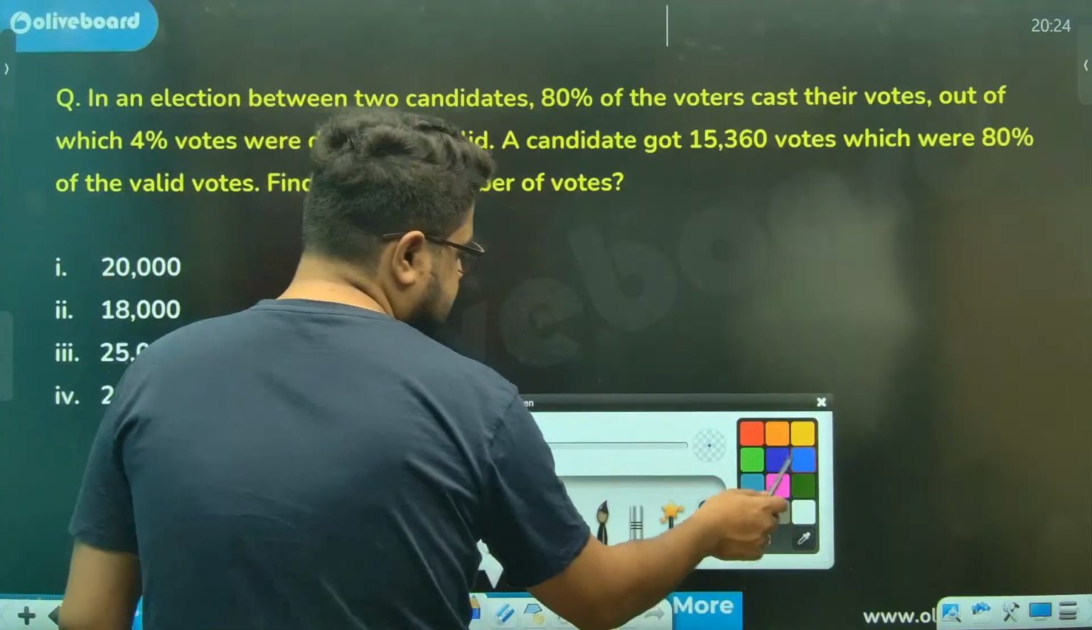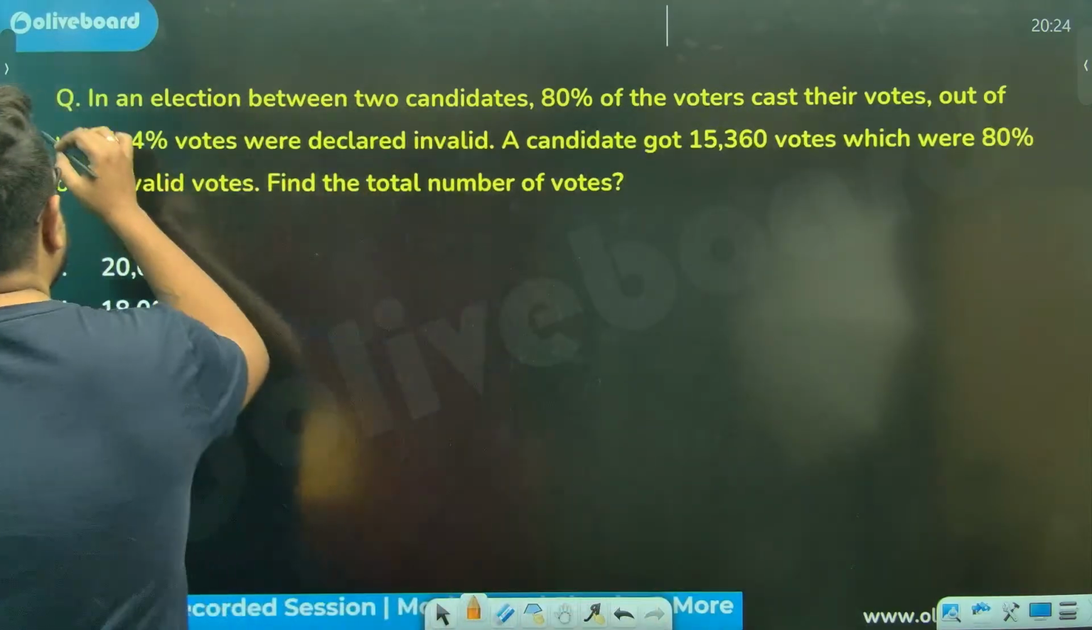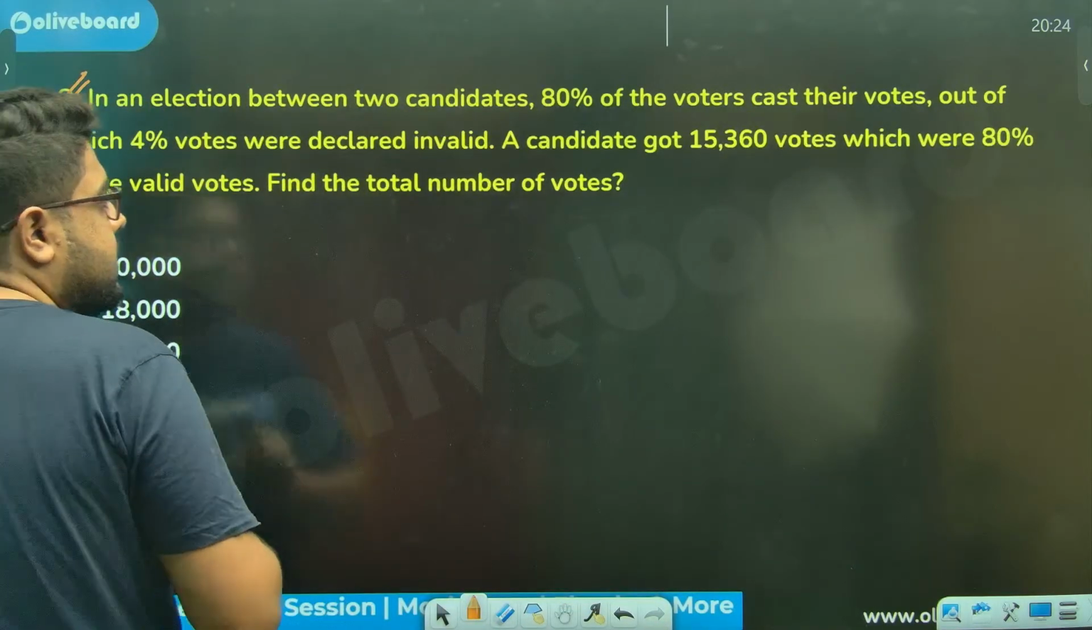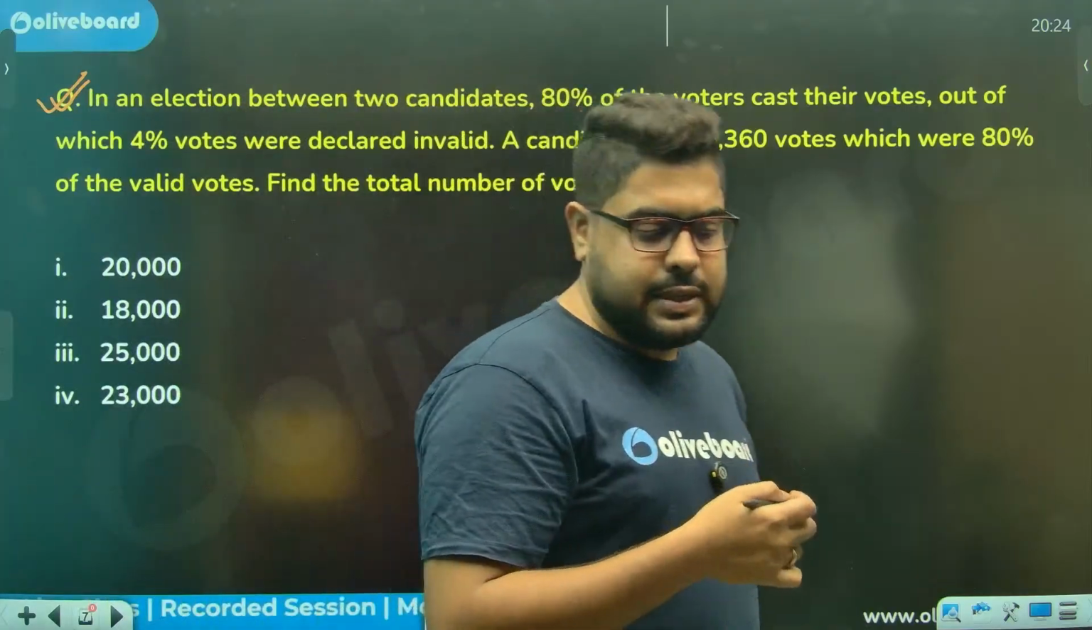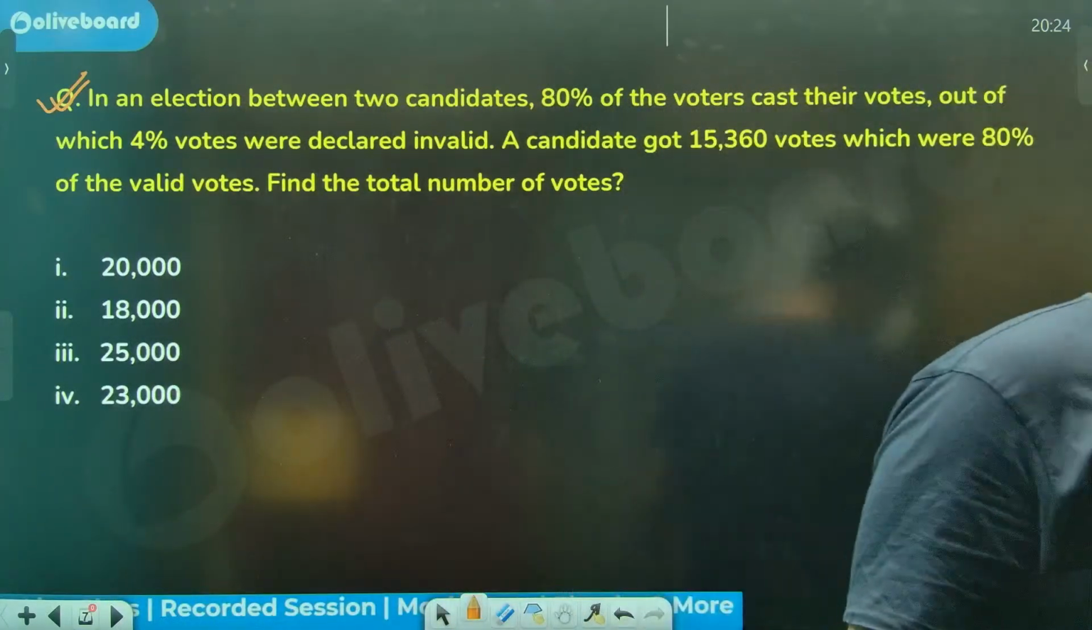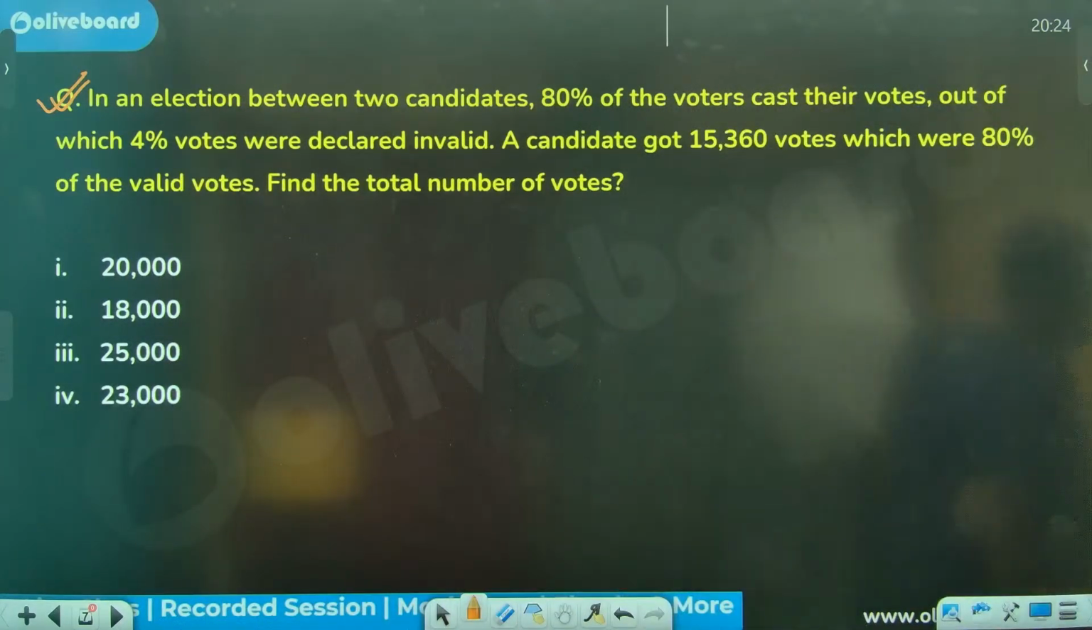Now this second question, again election based, but a little more traditional if you look at this. I'll give you 30 seconds. Please, everyone, give it a try.